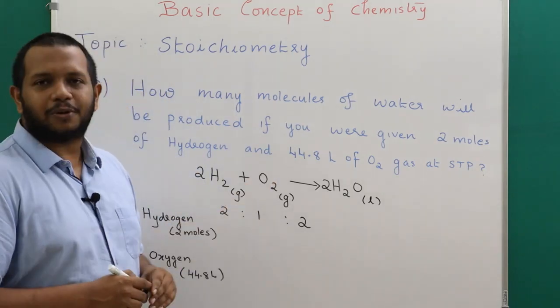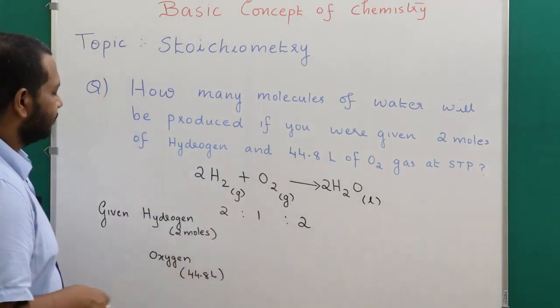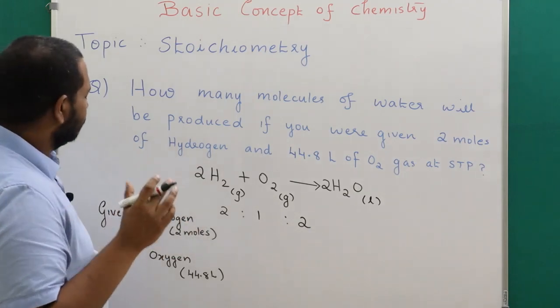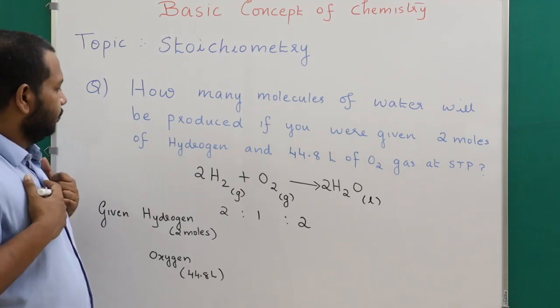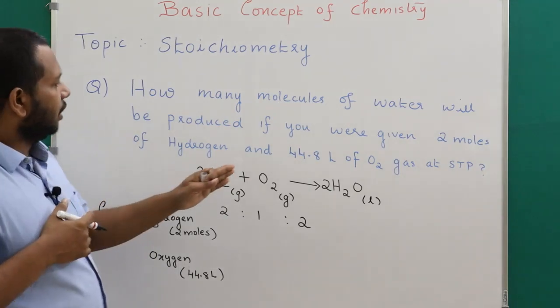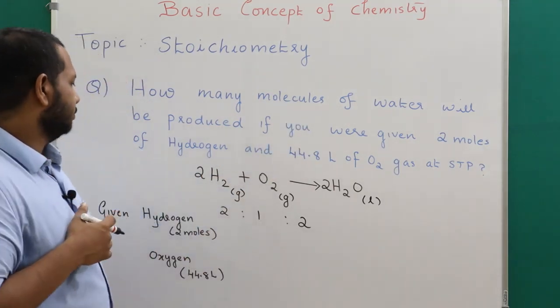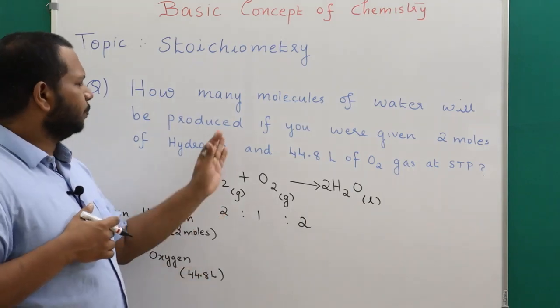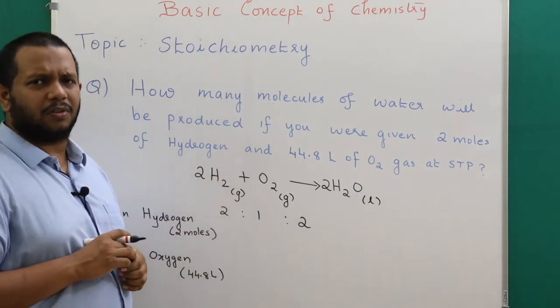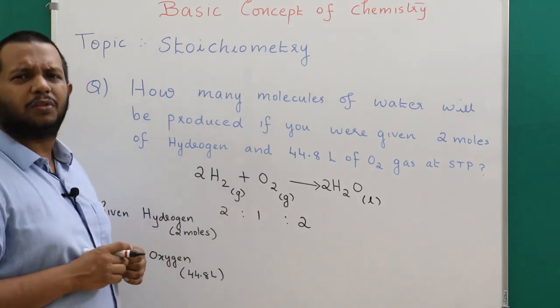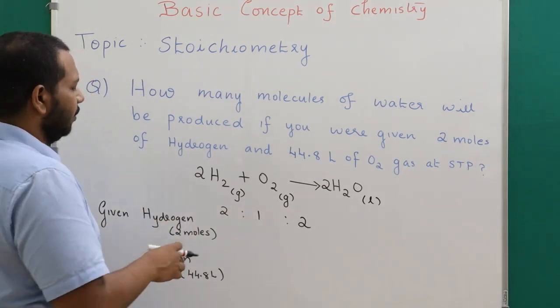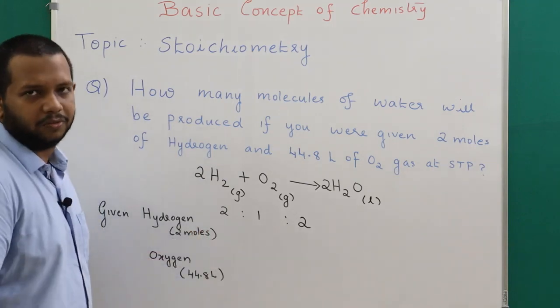So now I am going to my technical stuff. So listen. Hydrogen here is 2 moles and oxygen is 44.8 liters. I want the output in number of molecules. Okay, so if I want to go as fast as possible, I will try to do this question in terms of moles itself. I will tell why: because one of the given quantities is in moles.